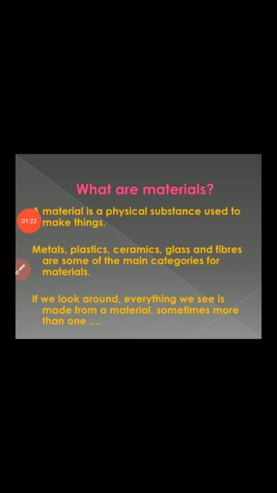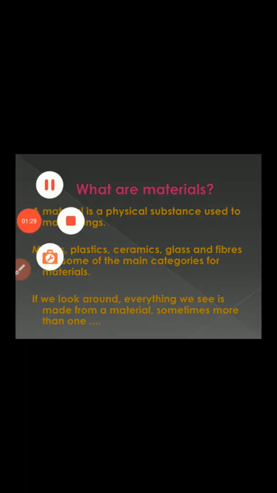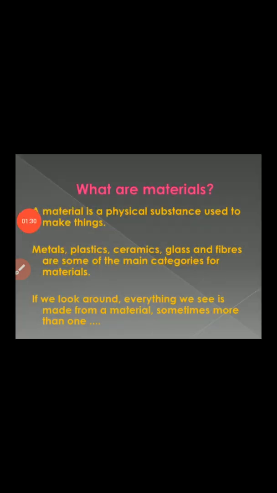So dear children, first of all, what are materials? A material is a physical substance used to make things. A material is a physical substance used to make things. Okay, so metal, plastic, ceramic, glass and fibers are some of the main categories of materials.